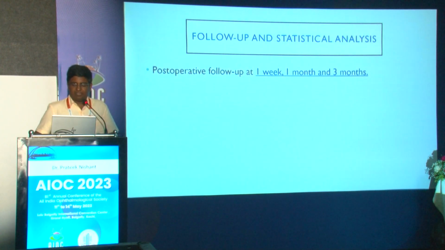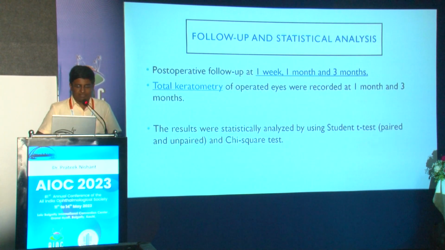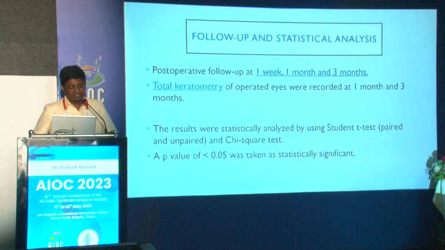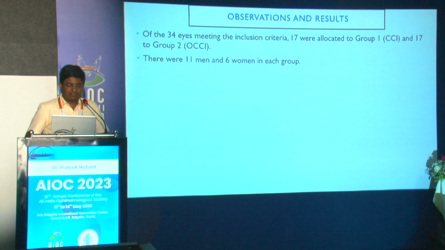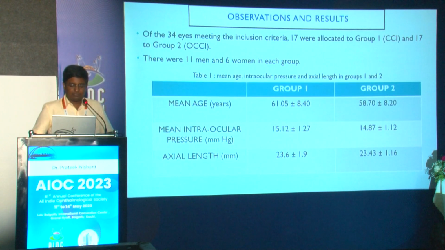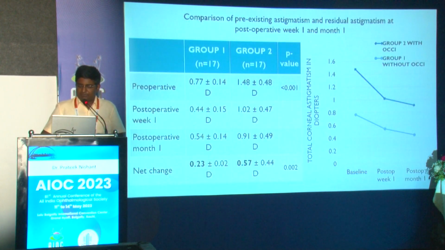Post-op follow-up at 1 week, 1 month, and 3 months was done with a recording of the total keratometry by the same means. The results were statistically analyzed using the paired and unpaired t-test and chi-square test. Of the 34 eyes meeting the inclusion criteria, 17 were in group 1 and 17 in group 2, 11 men and 6 women in each group. The groups were comparable at baseline as regards age, intraocular pressure, and axial length. There were no statistically significant differences.